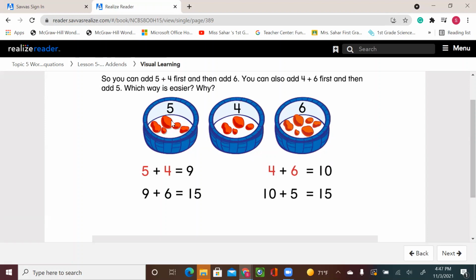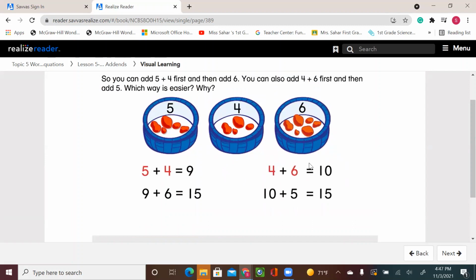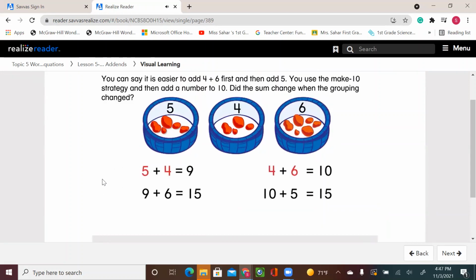All right, so it's up to you which way you think it's easier. Maybe if you make 10s, that's easier for you. Or if you know this way, 5 plus 4 equals 9 and 9 plus 6. So it's all up to which way you find it's easy. But it's always, if you have 10, that's easy to add. You can say it is easier to add 4 plus 6 first and then add 5. You use the make 10 strategy and then add a number to 10.